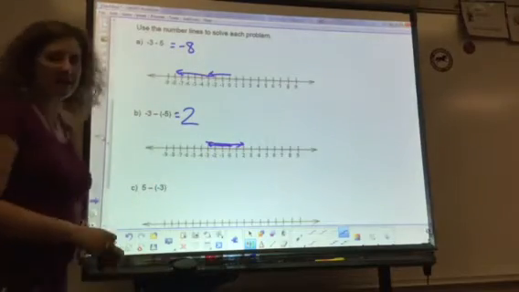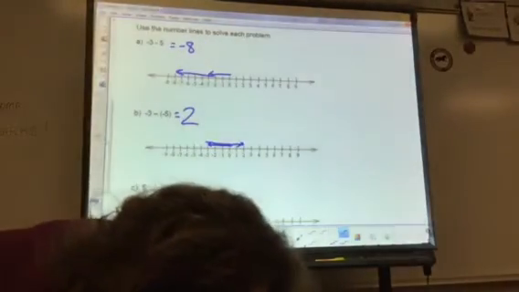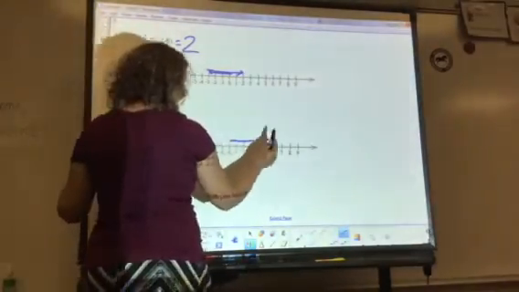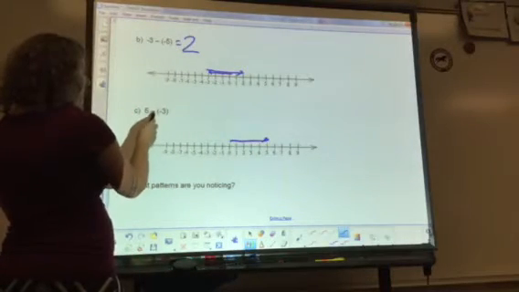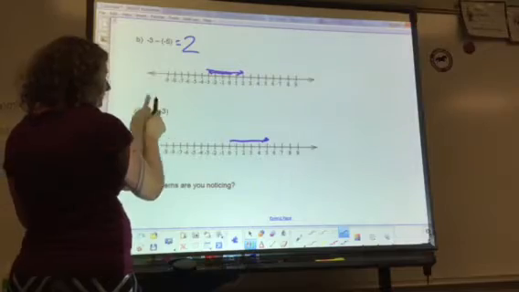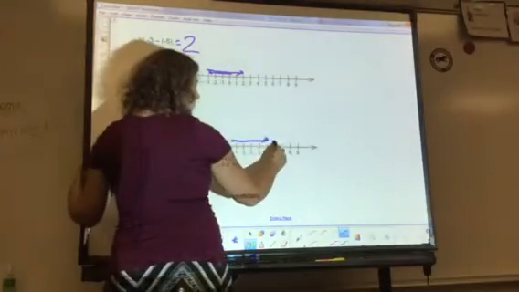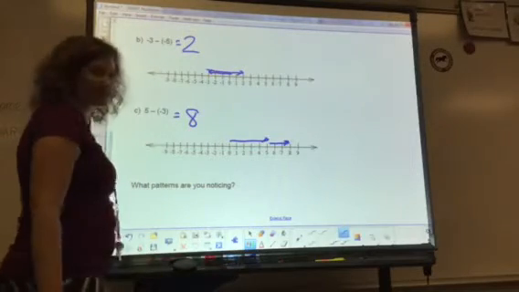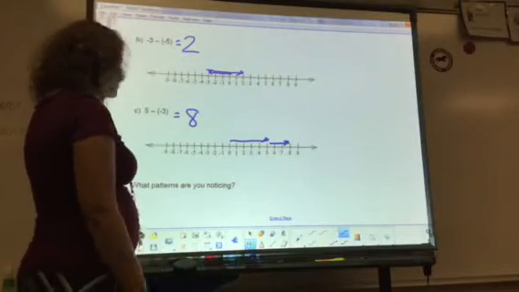Right here, 5 minus -3. So I start at 0, I go out to 5. But from 5, I have to take away 3 negatives, or go the opposite way for 3 negatives. So the opposite way for 3 negatives is 3 in that direction, and that equals 8. Isn't this weird? Subtraction is the weirdest thing.